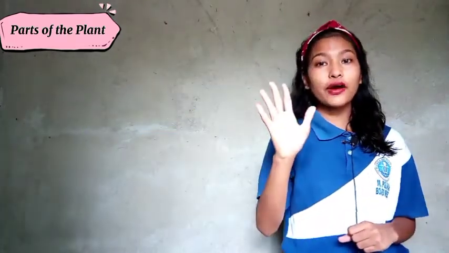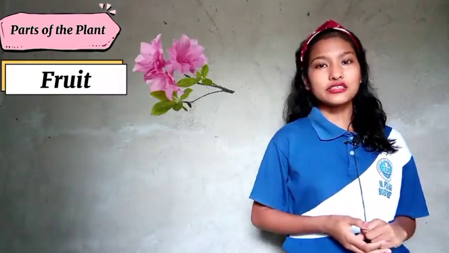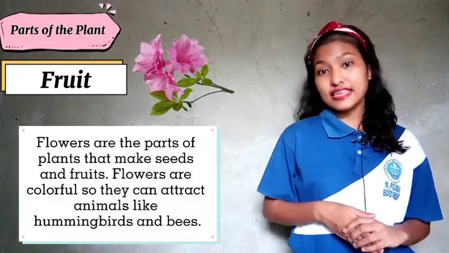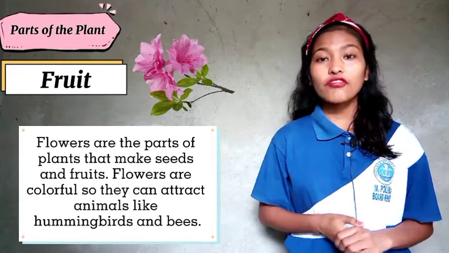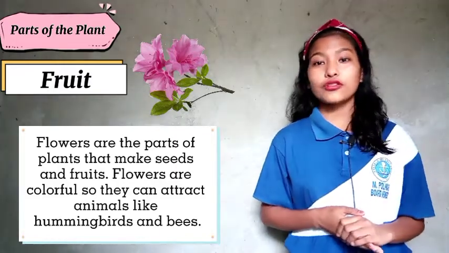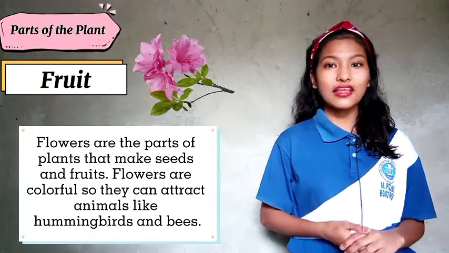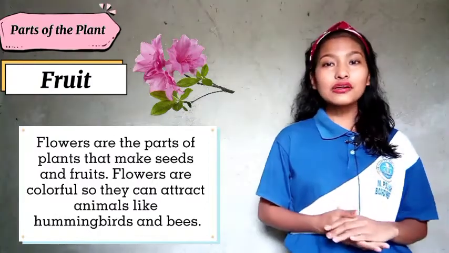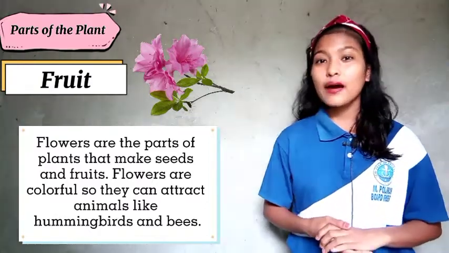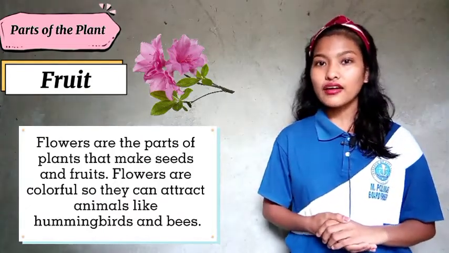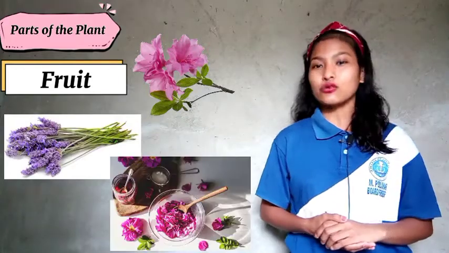The fifth part of the plant is flowers. Flowers are the part of the plant that make seeds and fruits. Flowers are colorful, so they can attract animals like hummingbirds and bees. And yes, flowers can also be eaten by people. Some examples of flowers that we eat are lavenders and roses.